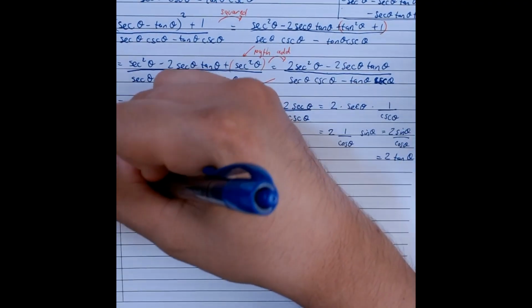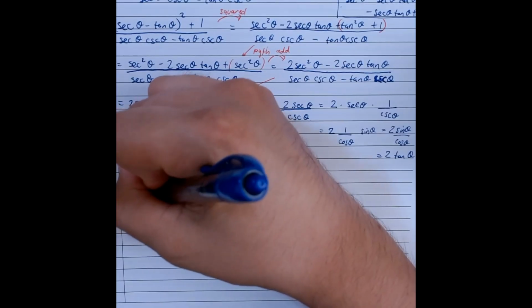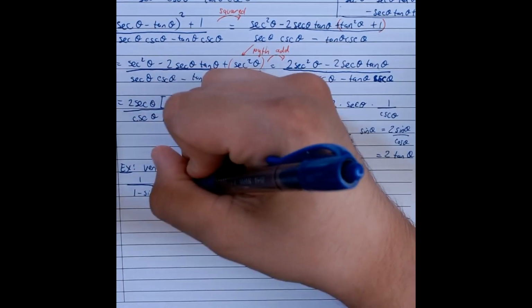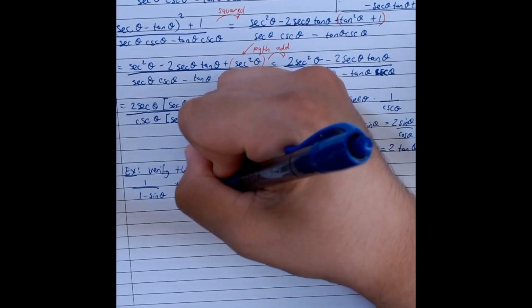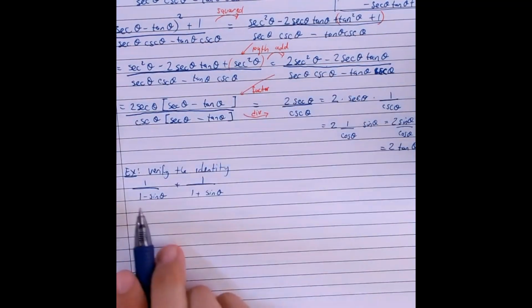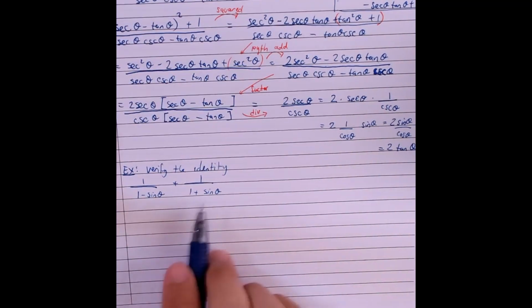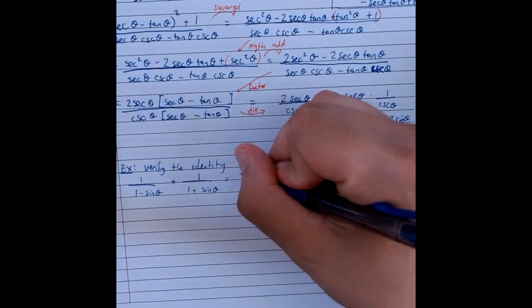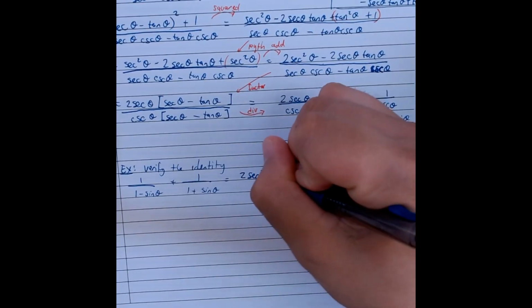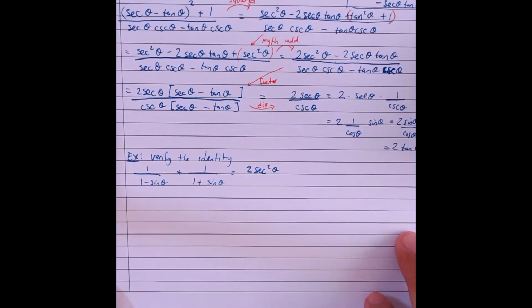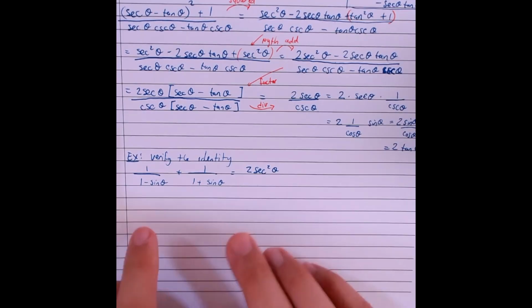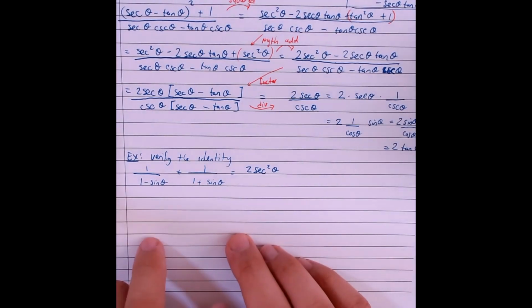We're going to take 1 over 1 minus the sine of theta plus 1 over 1 plus the sine of theta. These are almost identical. That's a minus, that's a plus. Otherwise, they're the same. That's equal to double the secant squared of theta. Okay? Verify that identity. Transform one side one step at a time until you can get the other side.